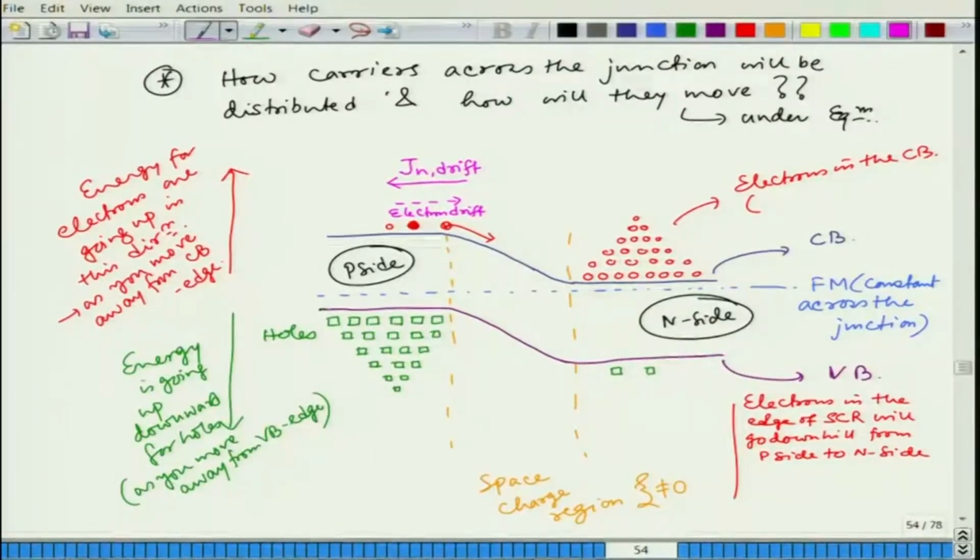And similarly, if you think of the life of this, the minority holes, again whenever it is coming towards the edge, it will be sucked in the other direction. Even if it looks, it is not going downhill, it is going as if uphill, but for holes we have seen that the energy is going up in the downward direction. So, again this is downhill for the hole. Okay.